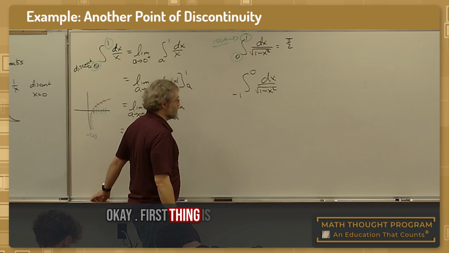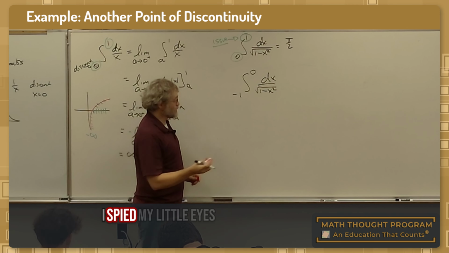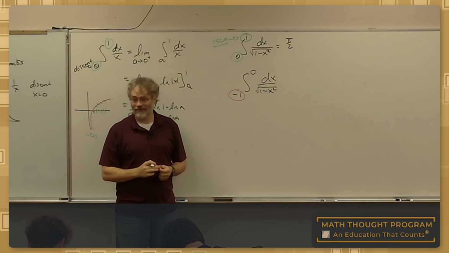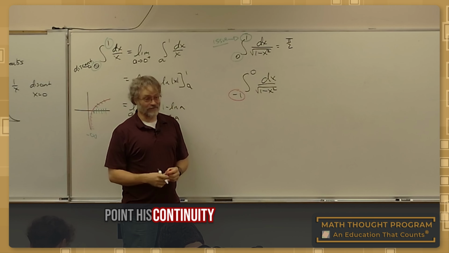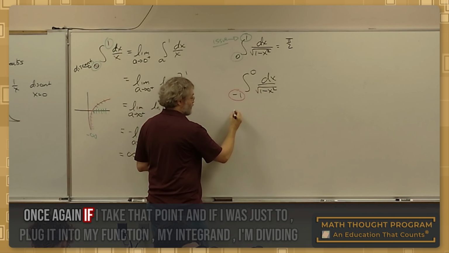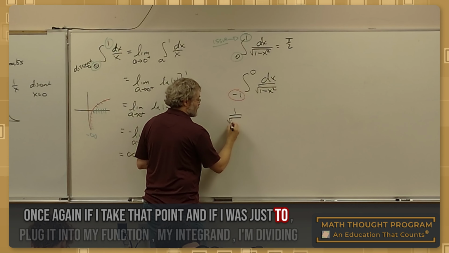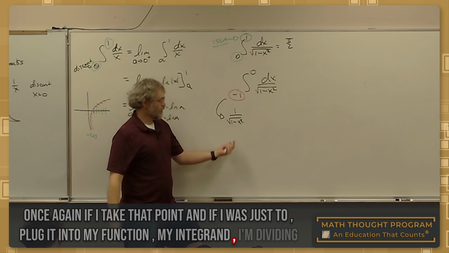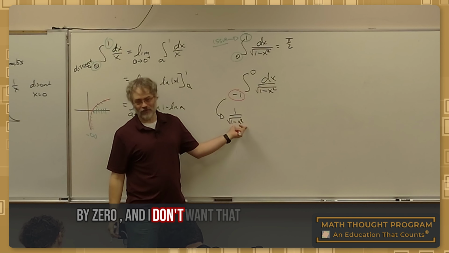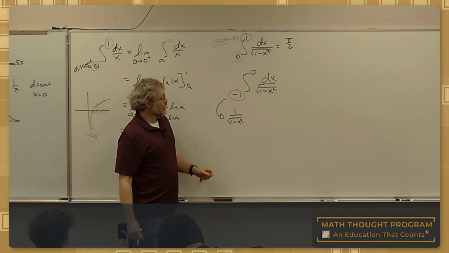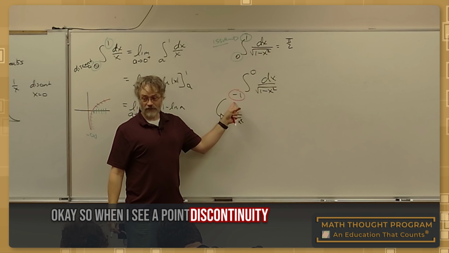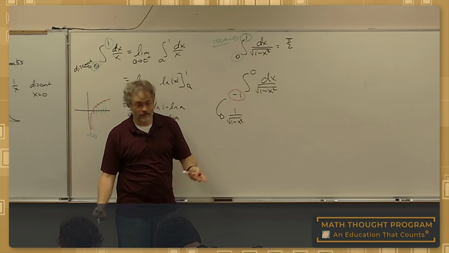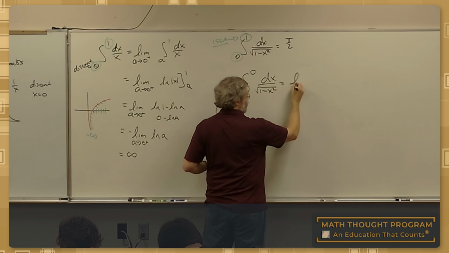Okay, first thing is, I spied with my little eye a big, big problem. Point of discontinuity. Once again, if I take that point and I just plug it into my function, my integrand, I'm dividing by 0, and I don't want that. So when I see a point of discontinuity, take the point of discontinuity off the endpoint and write it as a limit.